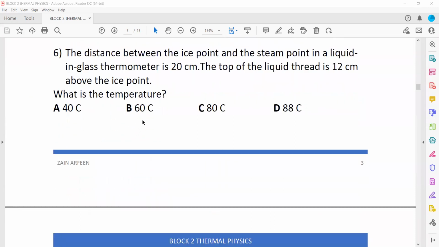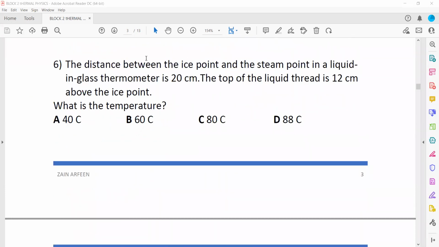In question 6, the distance between the ice point and the steam point is 20 centimeter. The top of the liquid thread is 12 centimeter above the ice point. So ice point means 0 degree and steam point means 100. So the distance between 0 and 100 is 20 according to the question. They are saying above the ice point it is 12 centimeter. So what is the temperature?